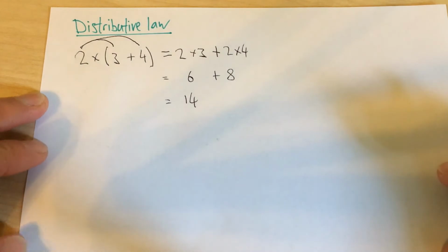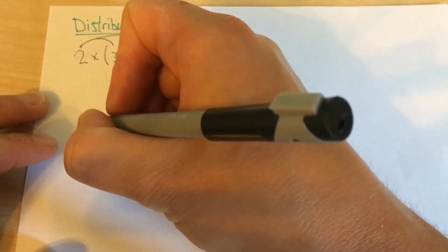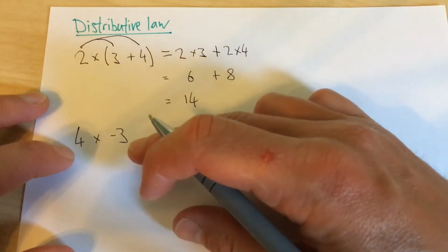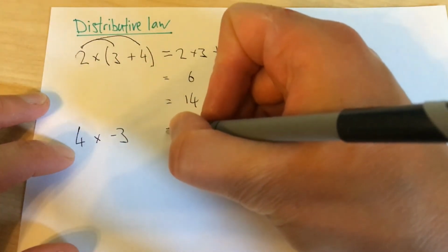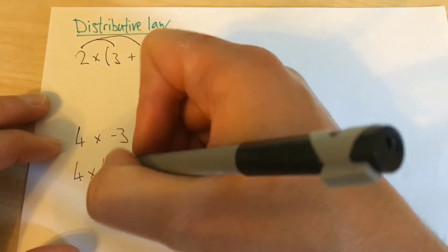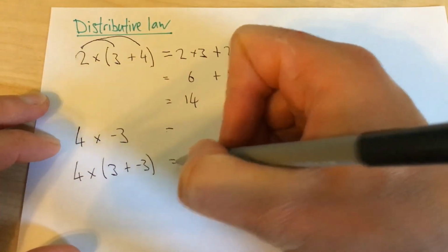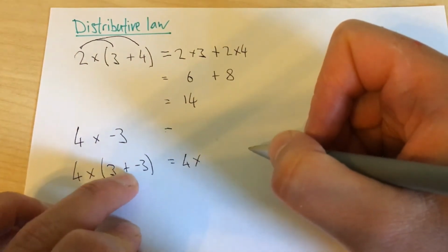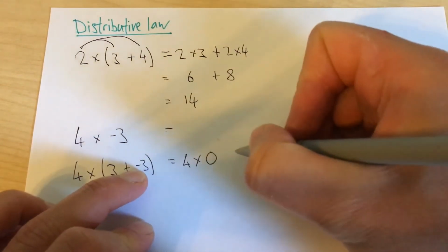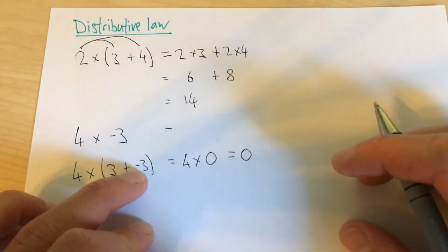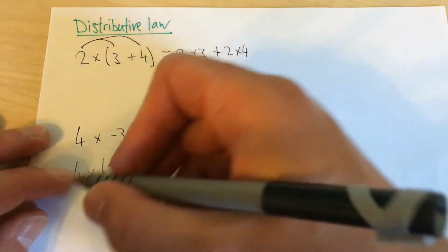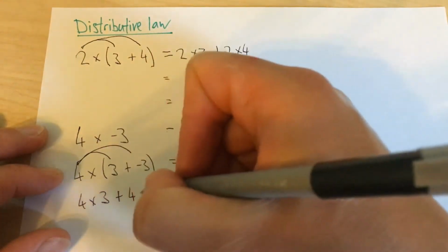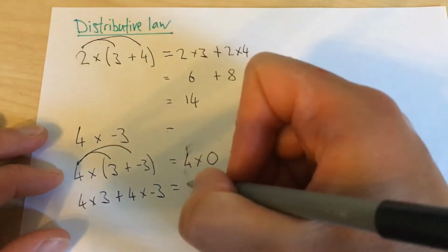So let's go to some examples of multiplying negative numbers. If we have 4 multiplied by negative 3, we can use the distributive law to explore what this answer will be. Well, down here, let's write 4 multiplied by 3 plus negative 3. What will that equal? If we look at the brackets, 3 plus negative 3, they cancel each other out, so that makes 0. And 4 multiplied by 0 is 0. Now, the distributive law will give us this: 4 multiplied by 3 plus 4 multiplied by negative 3, and we know that this has to equal 0.